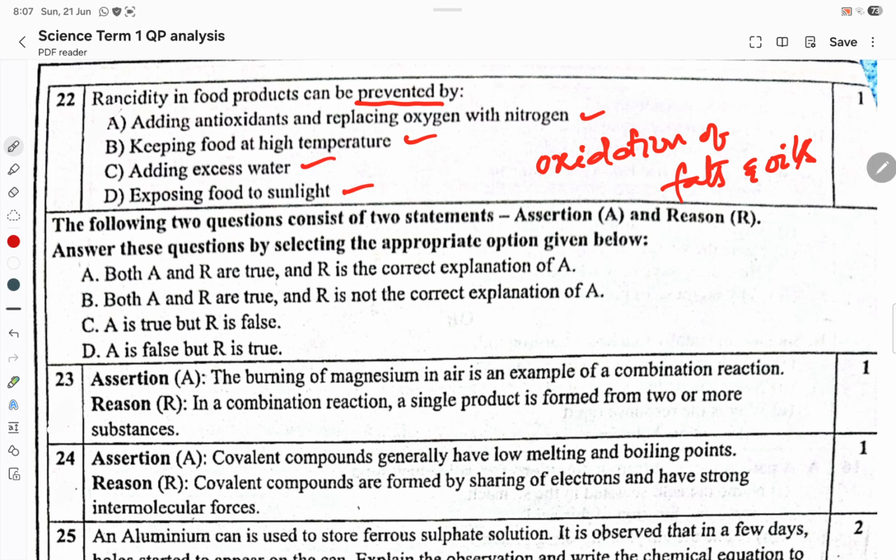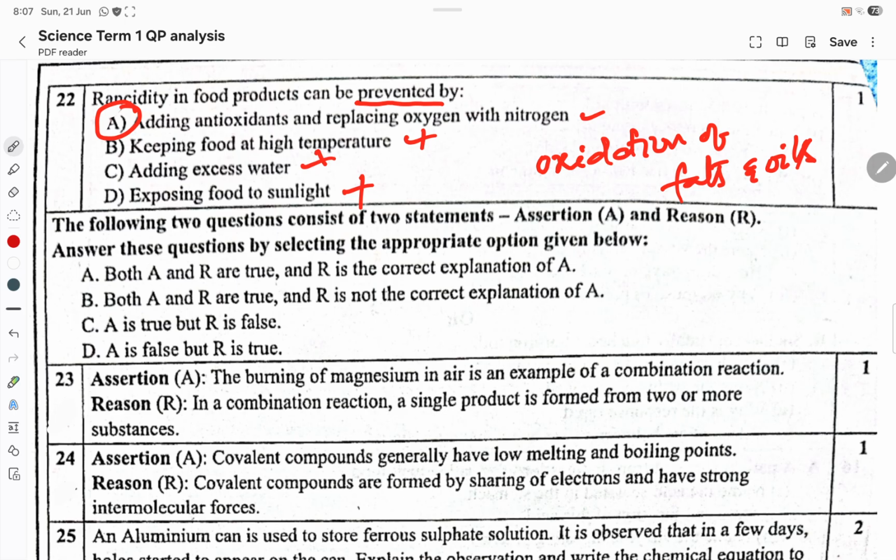Now let's see one by one. Option D, exposing food to sunlight. Certain foods, like fishes, can be dried, but not cooked food items, they will be spoiled. Adding excess water also leads to the spoilage of the food. And option B, keeping food at high temperature, is also not good for food. The answer is option A, adding antioxidants and replacing oxygen with nitrogen.